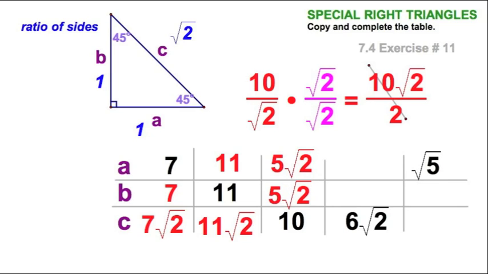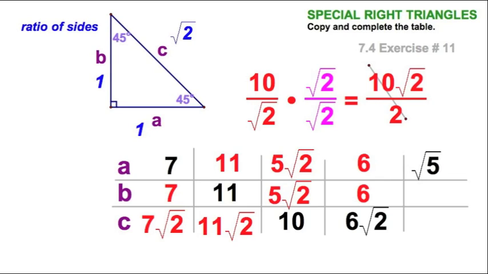Now, next one, pretty straightforward. And again, I'm going from here to here. I'm dividing by radical 2. 6 radical 2 divided by radical 2 is just plain 6. That'll be true for A. That'll be true for B. So, look at it this way. 6, 6, 6 radical 2.